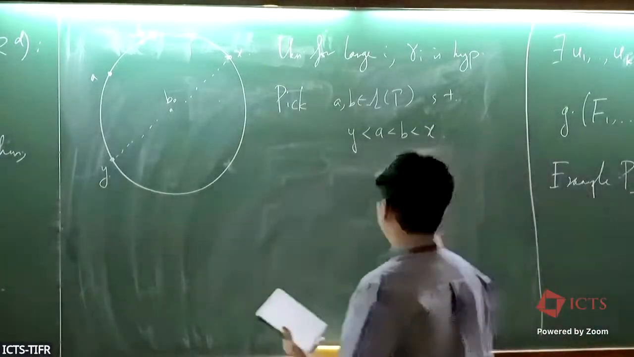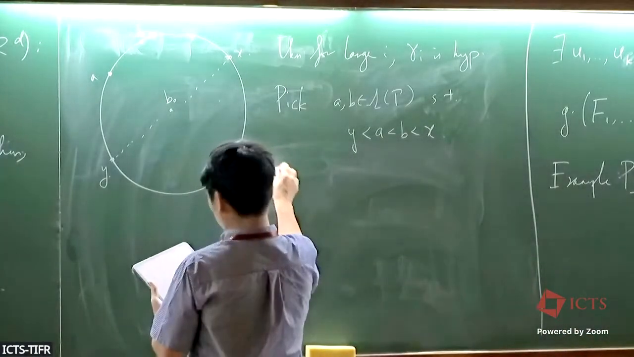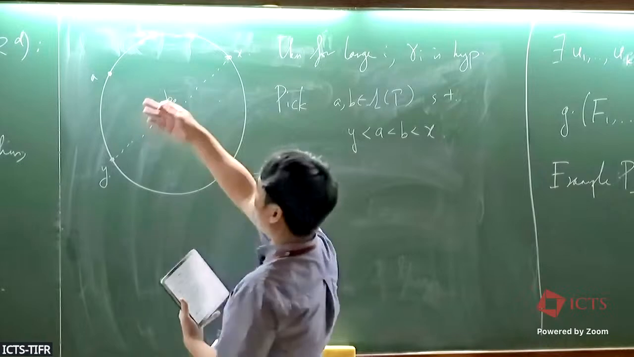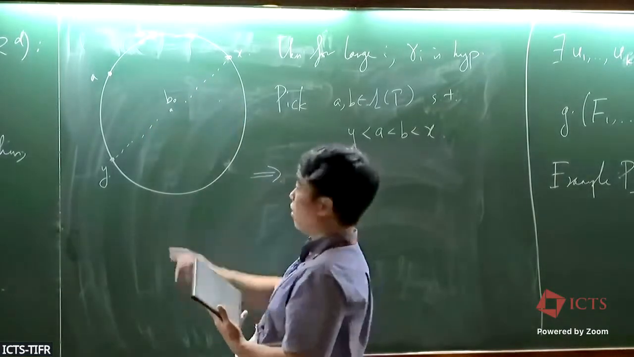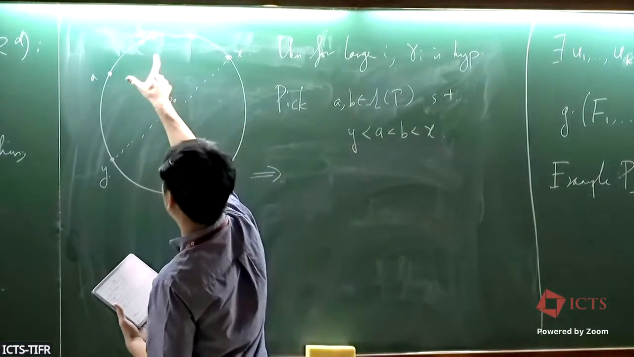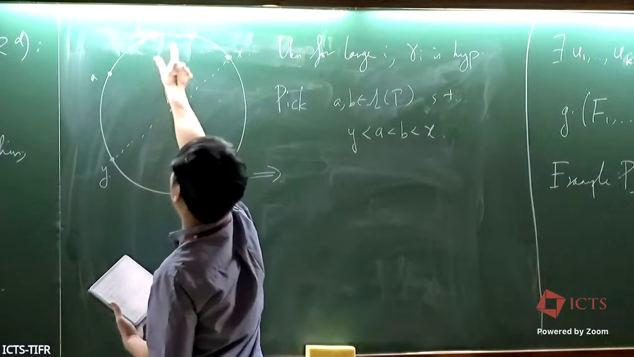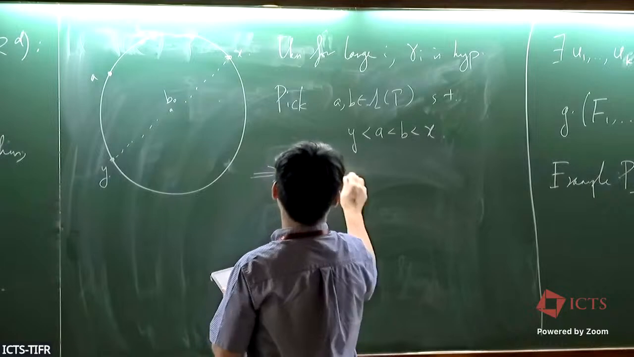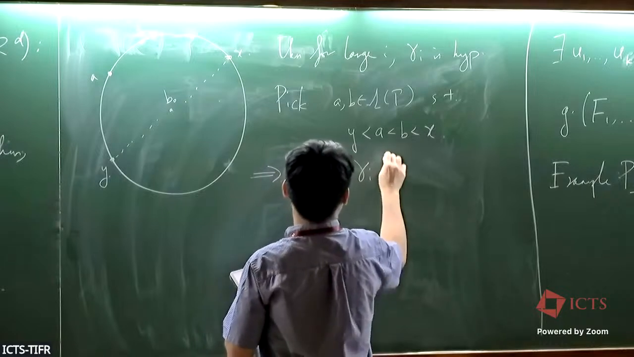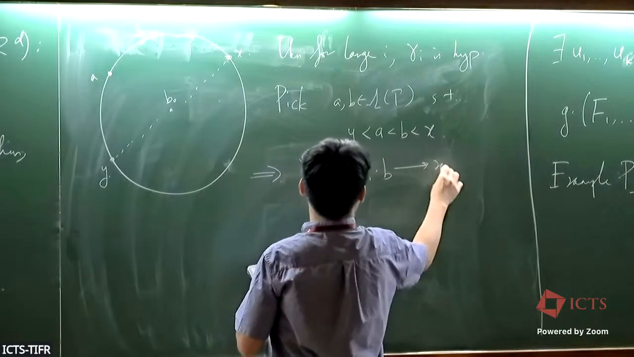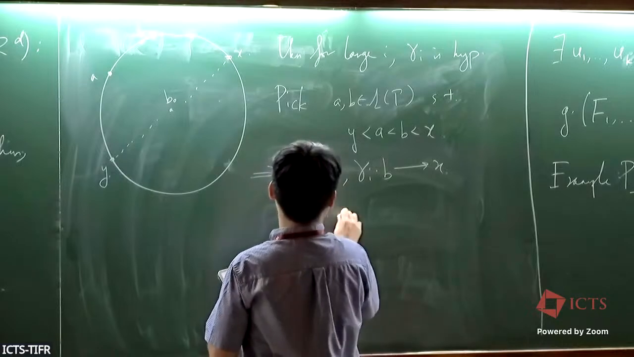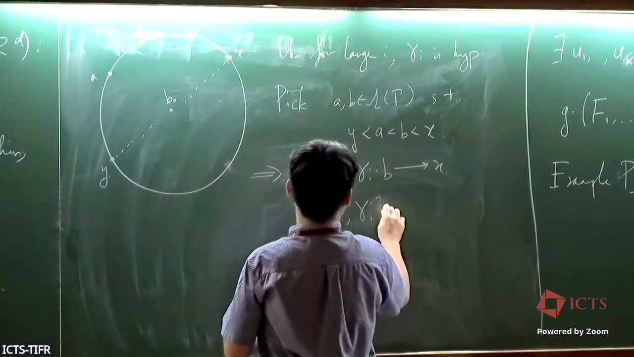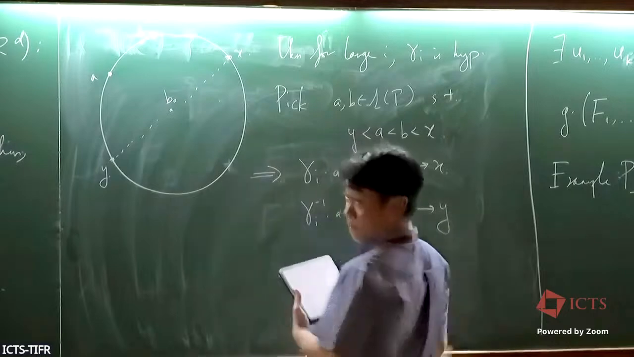Now you apply your gamma_i's to A and B. What happens when you apply your gamma_i's to A and B? These guys get sucked towards X. So gamma_i A and gamma_i B both get sucked towards X, and gamma_i inverse A and gamma_i inverse B get sucked towards Y.